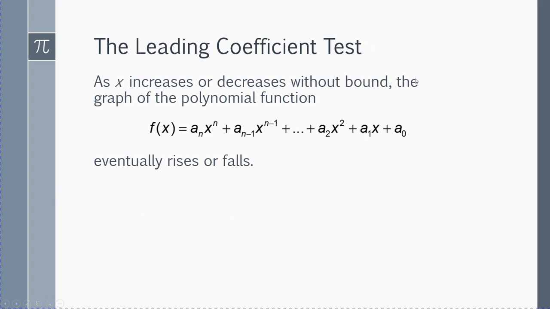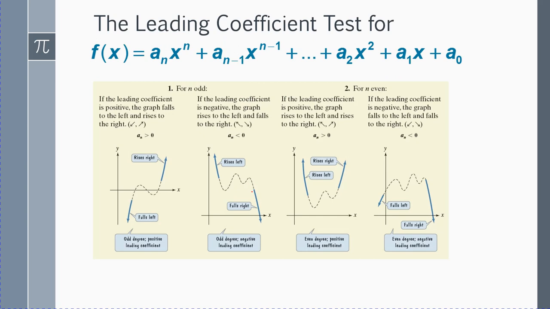All right, so here's the deal. As x increases or decreases without bound, this graph eventually rises or falls. So you're either going to have arrows going up at one end or falling, going down like this. It could also be going up this way, or falling this way. And this chart right here is really important for figuring out what the end behavior of graphs is going to look like. Just note the number n here: n is the degree of the polynomial.